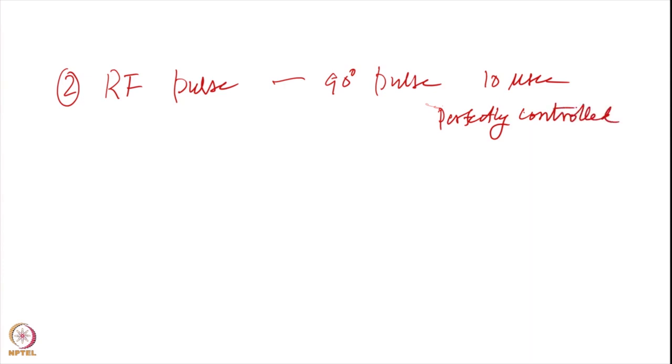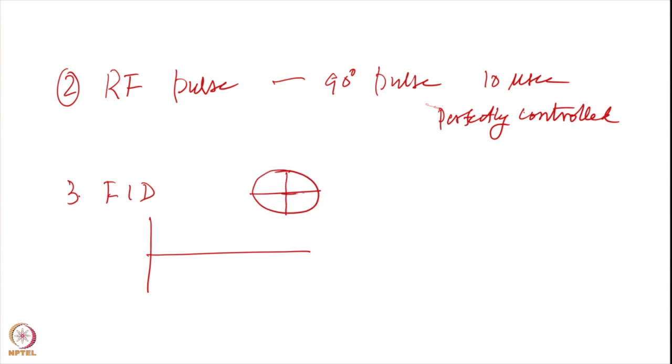Then the third part is the free induction decay, which we already saw. What does it look like? We said there are two ways. If I monitor the Y component of the magnetization, so the magnetization has come here after the 90 degree pulse. Depending upon where I put the detector, along the Y axis or along the X axis, suppose I put one detector along the Y axis, then my FID will look like this.